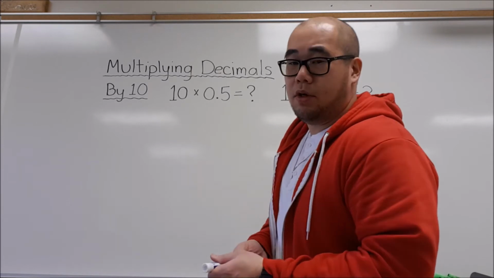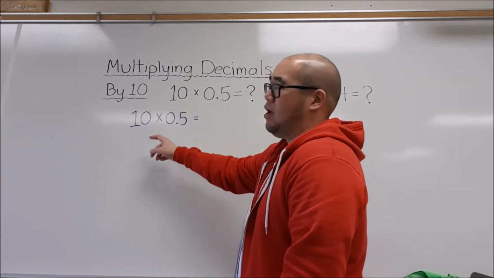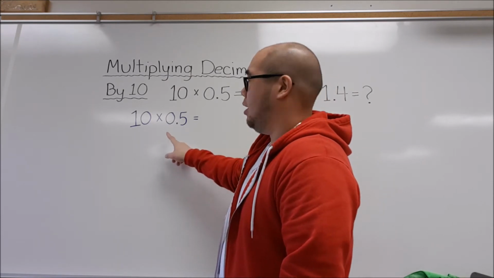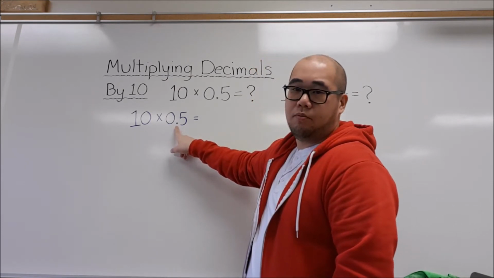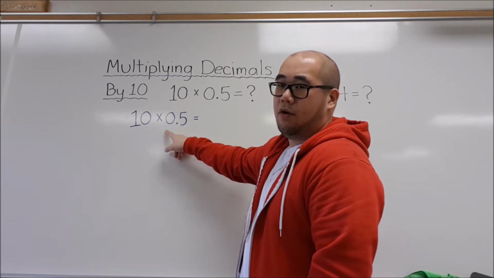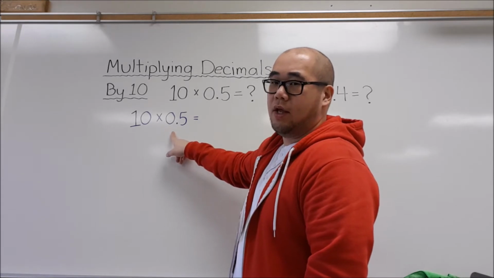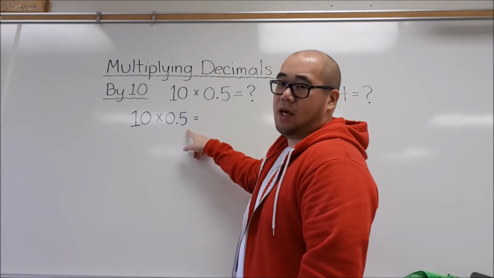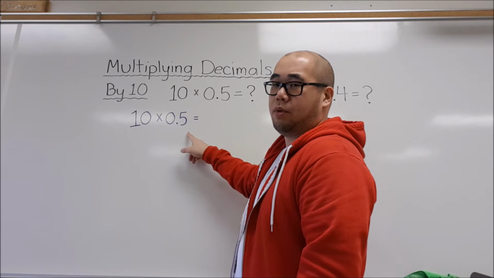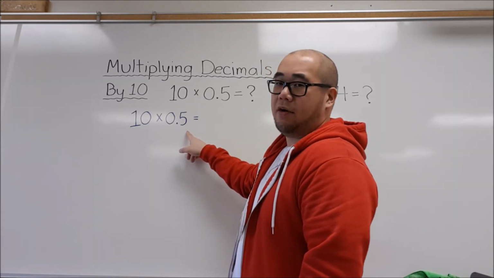So what I'm going to do is write out the question again down underneath. Now that we have our question written down again, we're going to take a look at where the place of the decimal is. It's right in front of the 5 here. Now we're looking at place value. The 0 is in the ones place, and the 5 is in the tenths place. So thinking place value, we're going 10 multiplied by 5 tenths.